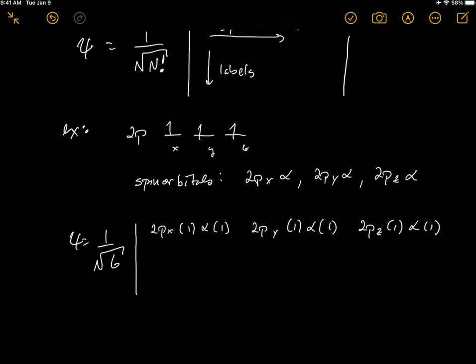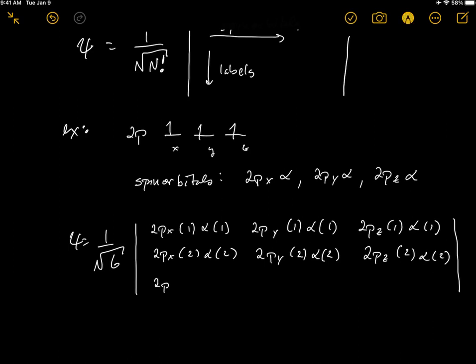And then we'd have 2px, 2, alpha, 2, 2py, 2, alpha, 2, 2pz, 2, alpha, 2, and then the third row would be 2px, 3, alpha, 3, 2py, 3, alpha, 3, 2pz, 3, alpha, 3.